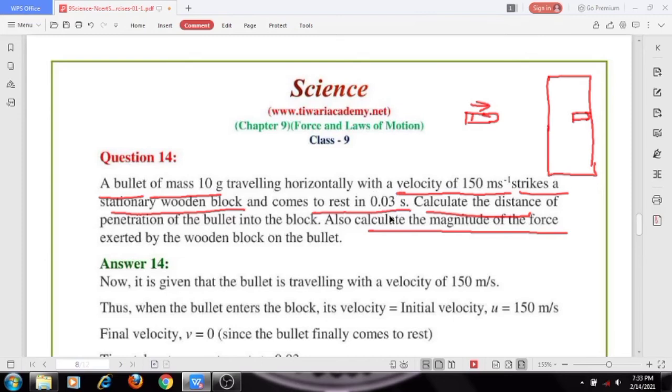It is taking 0.03 second. So "come to rest" indicates it is the final velocity. That means this 150 meter per second will be the initial velocity. So then calculate the distance of penetration of the bullet into the block. So how much distance has it penetrated? So we have to find the distance. What is the symbol of distance? That is S. And then also calculate the magnitude of the force, with which force it has penetrated into the block.